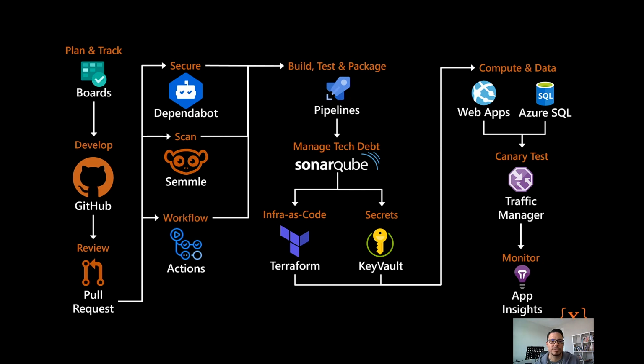We went over how to use Terraform to specify the infrastructure that we need as code. We referenced secrets that were stored in the key vault so that we don't have to store secrets in our source code. We then used web apps to host our application and deployed our database to Azure SQL. We then used Traffic Manager and web app deployment slots to do canary testing on our application.